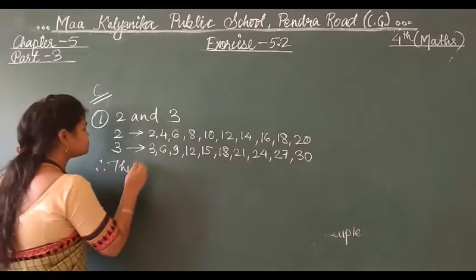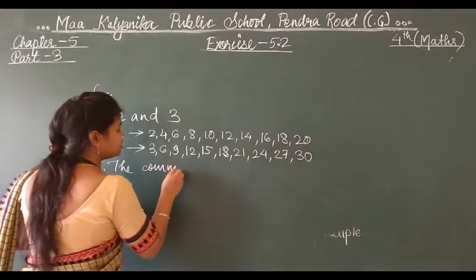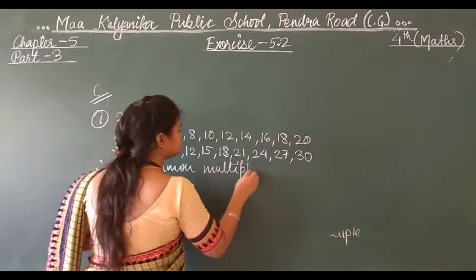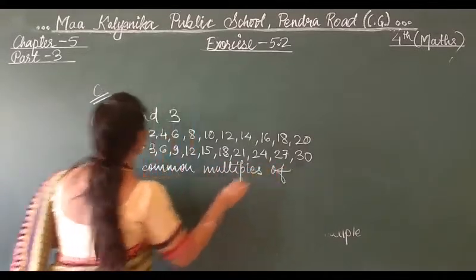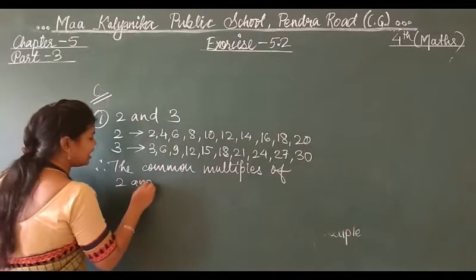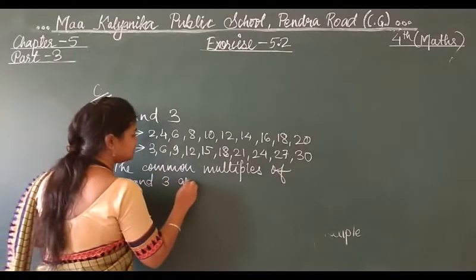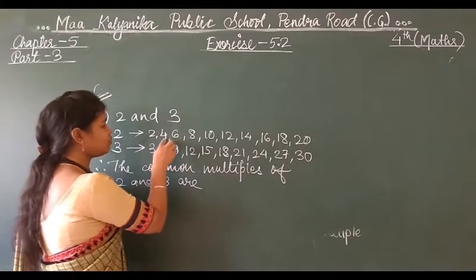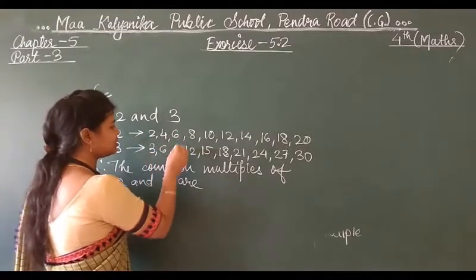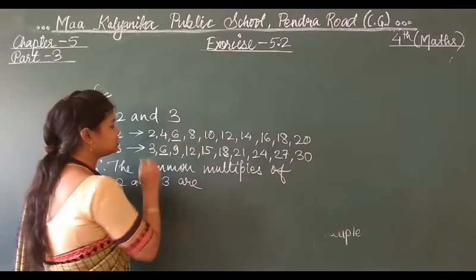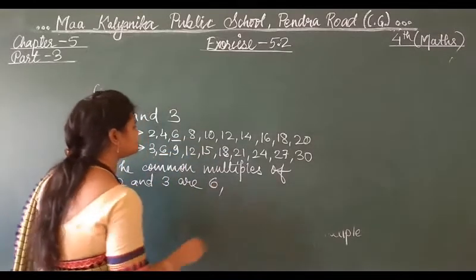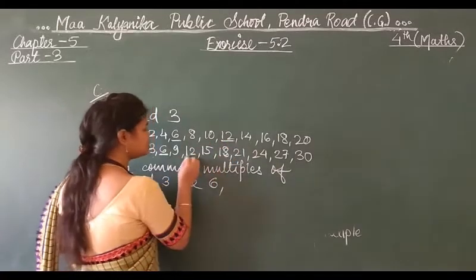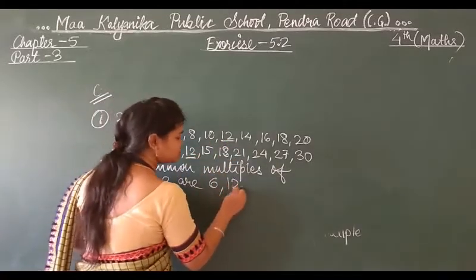Therefore the common multiples of 2 and 3 are... So what are the common multiples? Now see, 2 is here, no. 4, no. 6 is given in both. I am underlining it. 6, so I am writing here 6. Then 8, no. 10, no. 12 is here, 12 is here also, so I am writing 12.